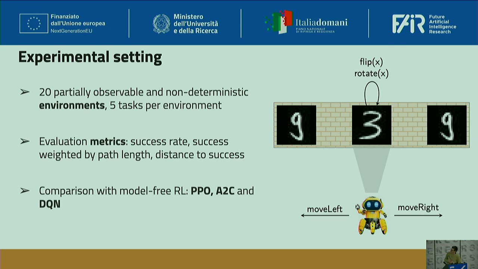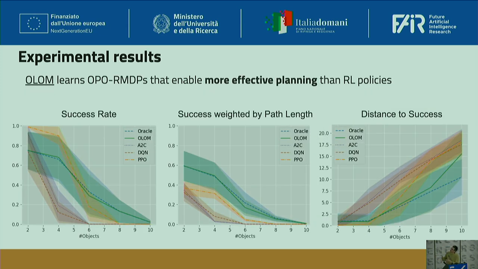And we evaluate these for 20 different environments where the task of the agent, after learning the model, is performing some task like rotating some digits or flipping some digits. And we evaluate this with standard evaluation metrics typically adopted in embodied AI, which are the success rate, that means the agent successfully achieved the goal, or the success weighted by path length, which indicates the optimality of the plan executed by the agent, or the distance to success when the agent fails, which indicates how far the agent is from the goal. And we compare this with some model-free reinforcement learning baselines and obtain better results in more complex environments.